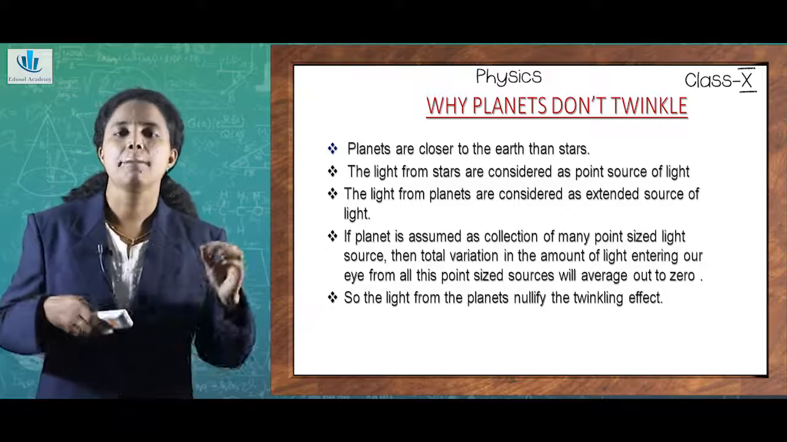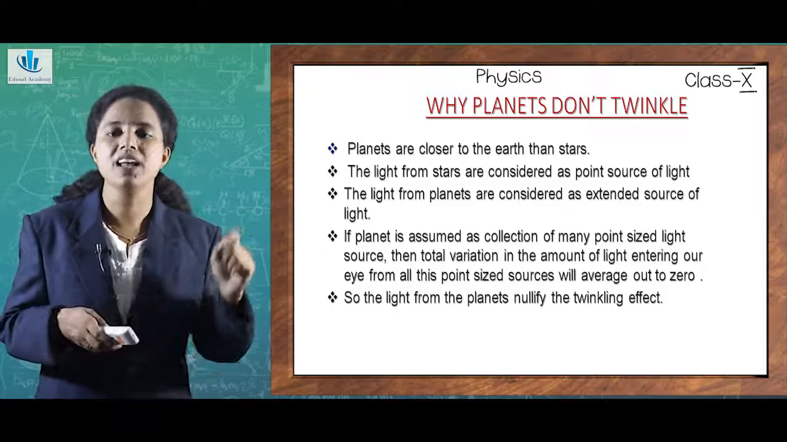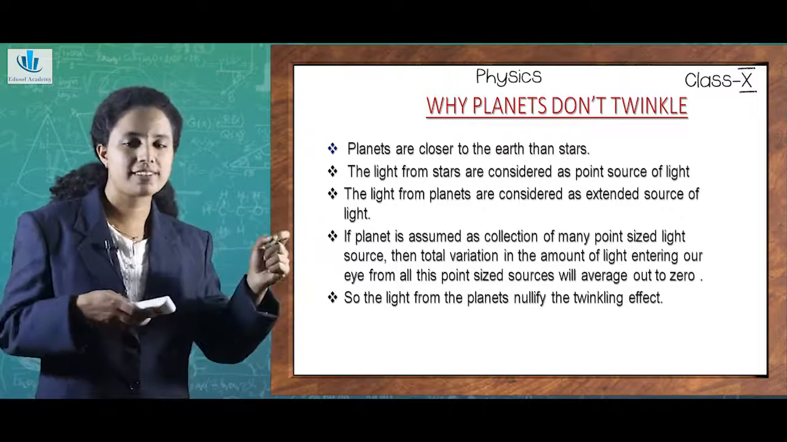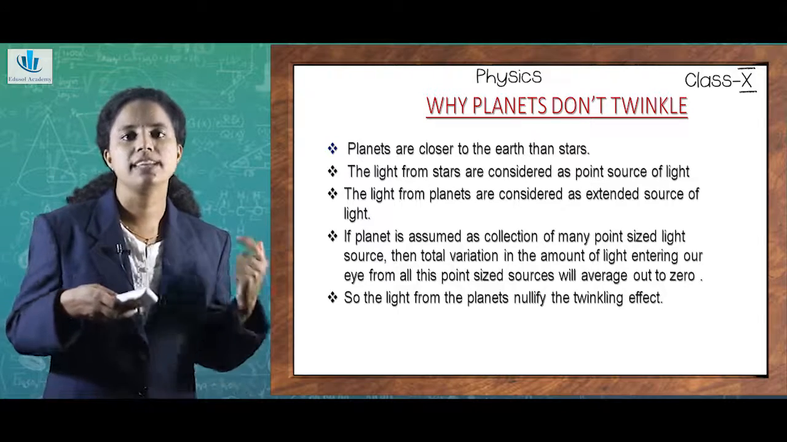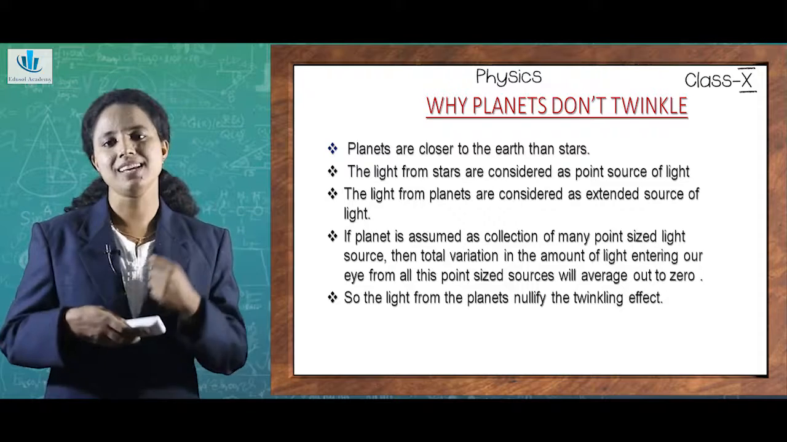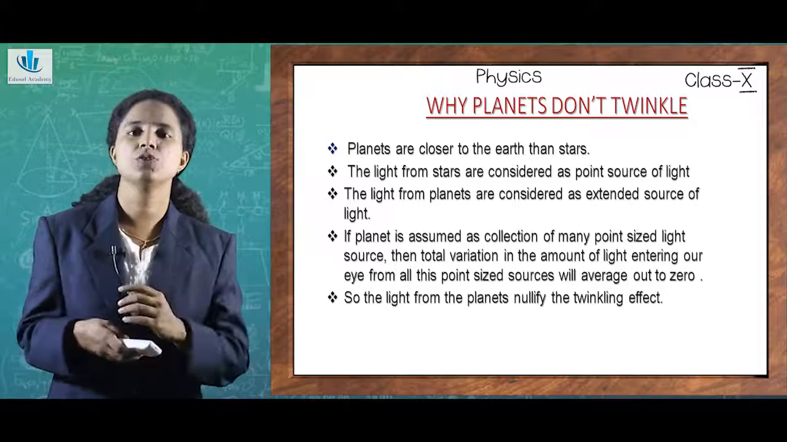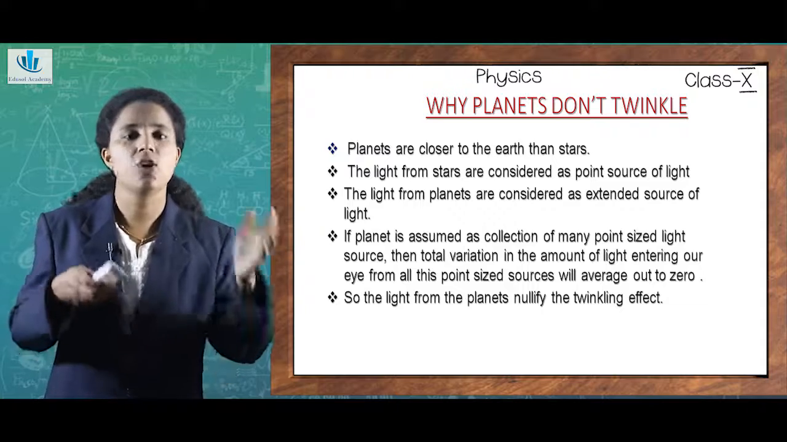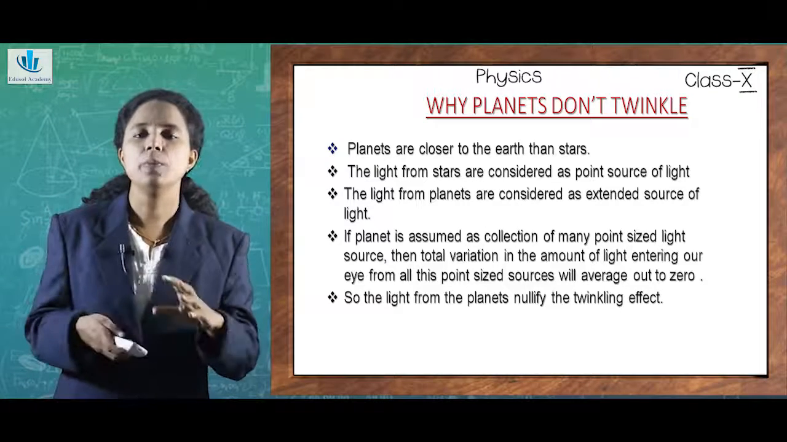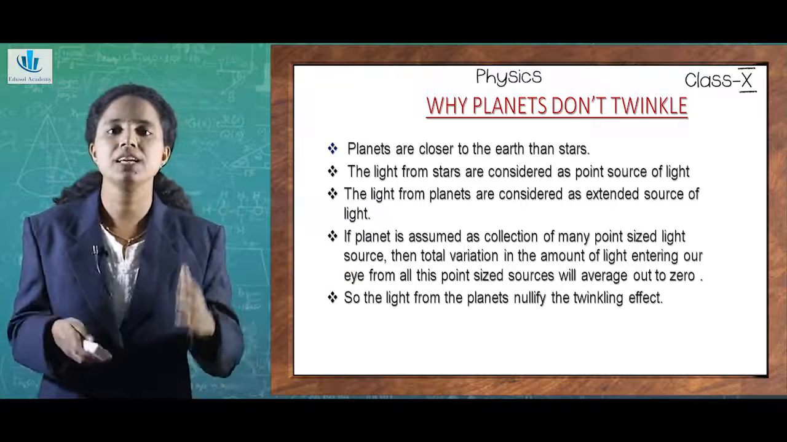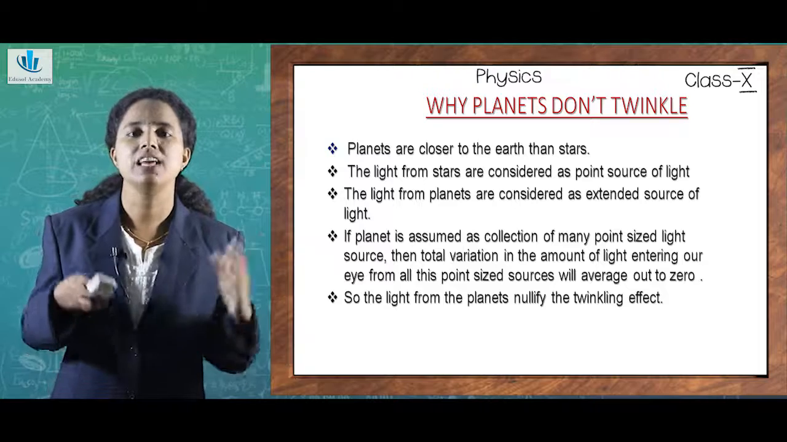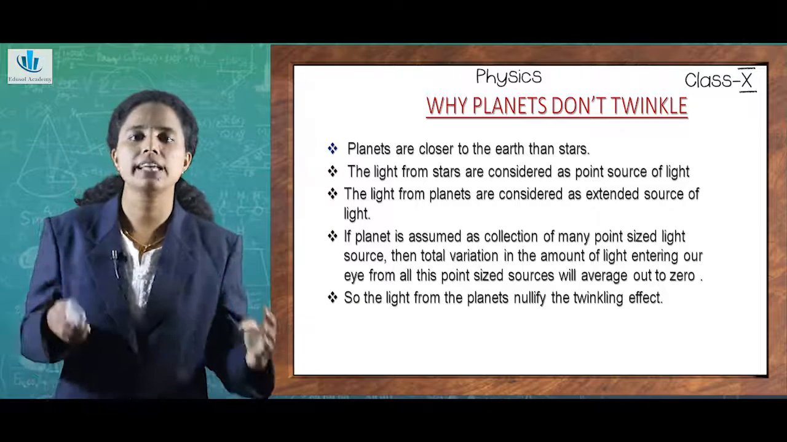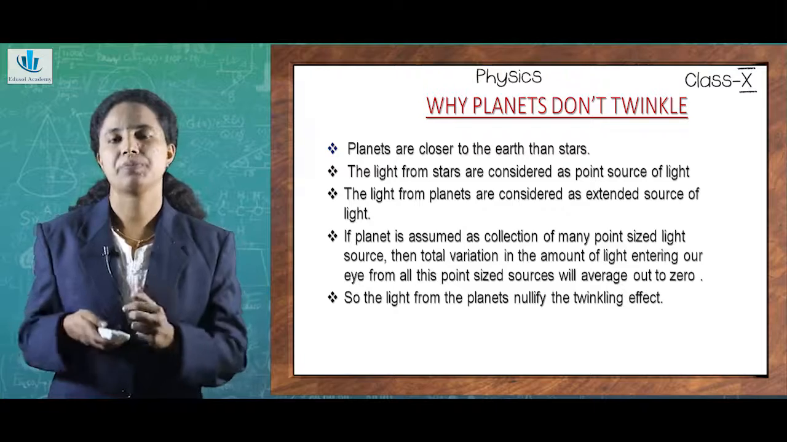So we have already stated planets are assumed to be a collection of many point-sized light sources, isn't it? Whereas stars are a point-sized source of light. Since the planets are considered to be a collection of point-sized light sources, there will be a total variation in the total amount of light that enters our eyes. All these point-sized sources will contribute different amounts of light, and finally they will average out to zero. That's why the light from planets nullifies the twinkling effect and we don't see the planets twinkle.